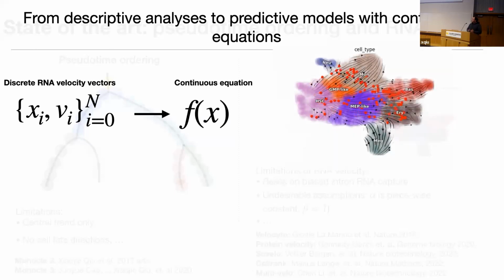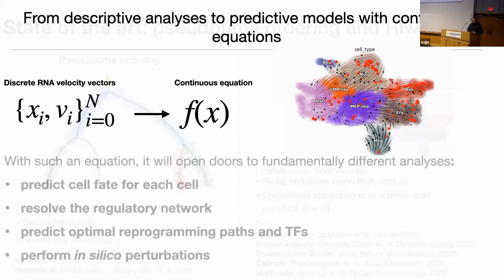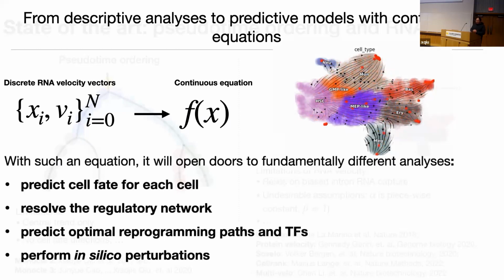And it's clear to me that once we have such an equation, then we can use it to make predictions. It will open doors to many analyses that were not possible previously. For example, we can use this vector field to predict how cells evolve over time. We can also use it to resolve the underlying gene regulatory network. We can even make many non-trivial predictions, like the optimal reprogramming path and the optimal set of transformation factors that enable the reprogramming, and even make in silico perturbation predictions.